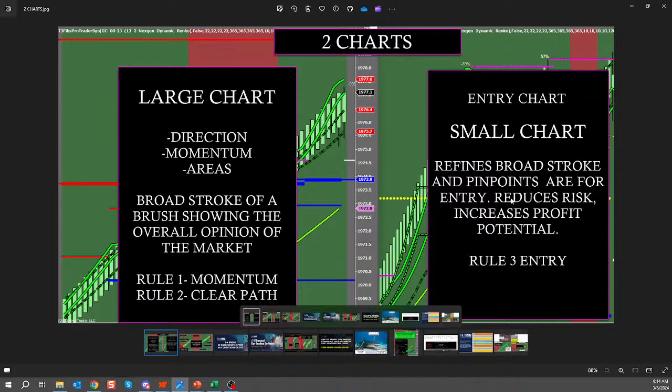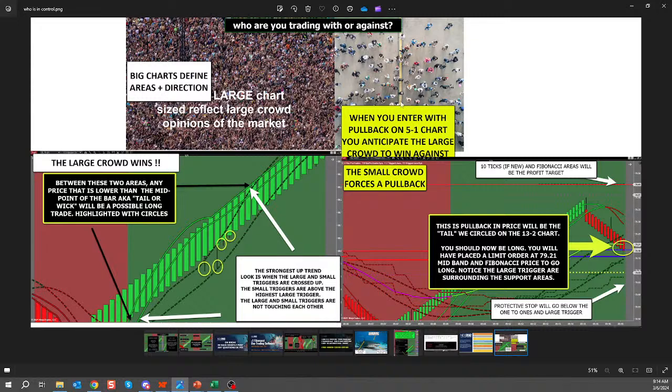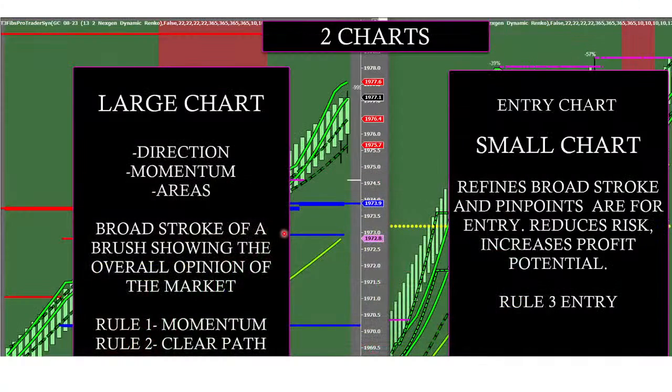And it's going to allow you to increase your profit potential. It's going to let you reduce your risk. And rule number 3 is dependent on the small crowd, the people that fight the large crowd, the people with just enough money to give a shove, but not enough money to change the trend. We rely on these guys to get us into the best of the best spot. And we're going to do it with a high probability trend trade.